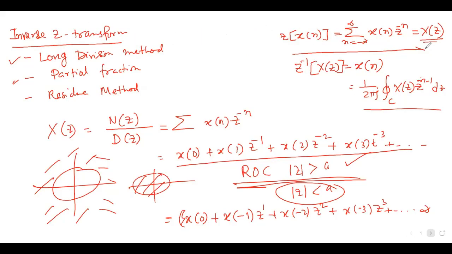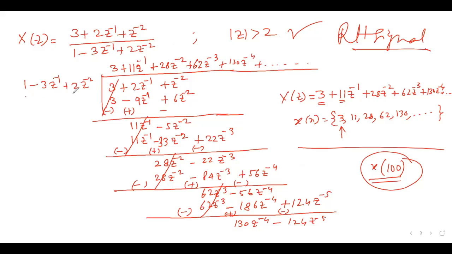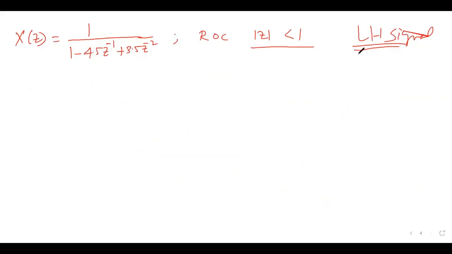Now write this, the left hand signal, in the reverse order. First 3.5 z to the power -2 minus 4.5 z inverse plus 1 divided by, this is the divisor and this one is the dividend.